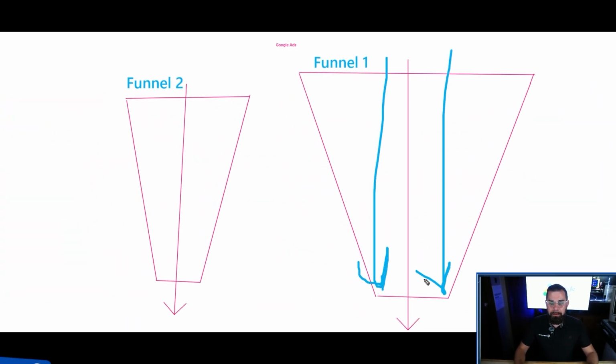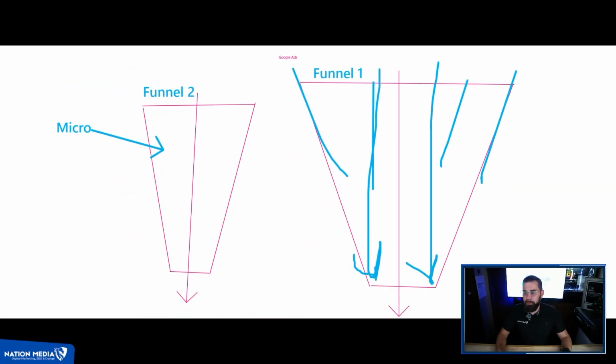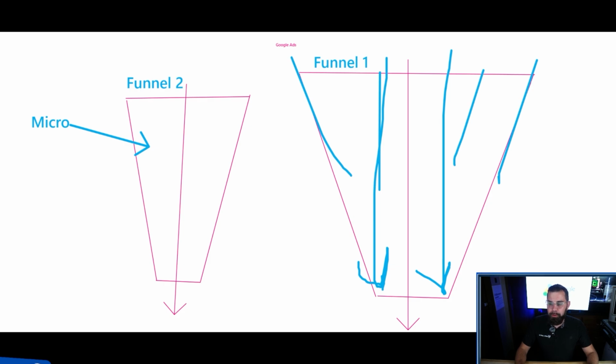Most of the time in ads, the narrative is this is the best way. The best way is to have a big funnel to get in as many people as you can. But in today's video, I'm going to show you how micro audiences inside of Google are the best way to narrow down your funnel, as you see here in funnel 2, and to make your ad campaigns perform better.